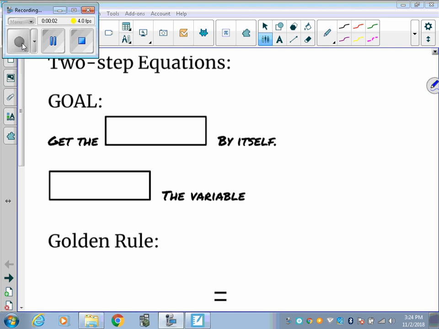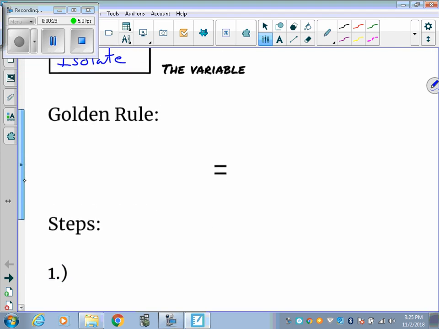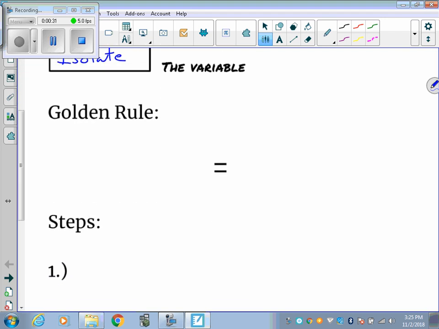Hello again. One more time here to talk about equations. Remember, an equation is two expressions set equal to one another, and it has an equal sign in it. Therefore, the goal of the equation is to get the variable by itself. In other words, you might hear me say every once in a while to isolate the variable. Now, to isolate the variable or get the variable by itself, we talk about the golden rule.